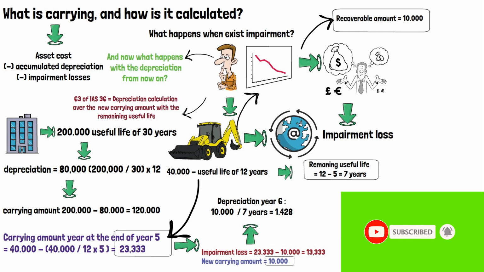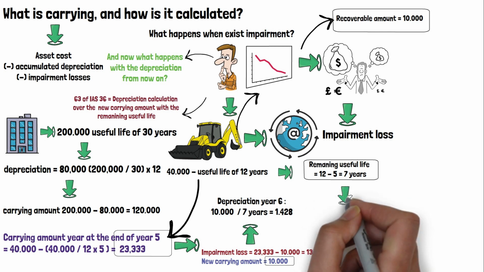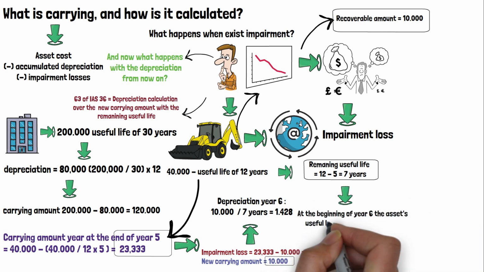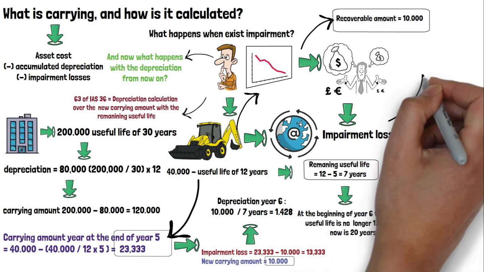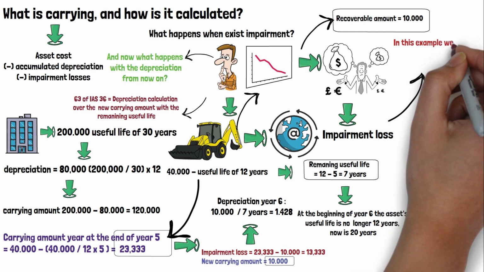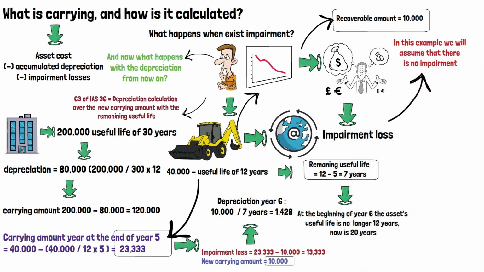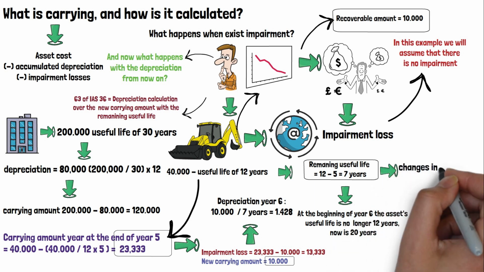Also, there are other factors that can affect the calculation of an asset's carrying amount. An example of this is the change in its useful life. Taking the previous example as a reference, suppose that at the beginning of year 6, due to new information received by the entity, the asset's useful life is no longer 12 years, but 20. In this example, we will assume that the asset is not impaired. This event is a change in an accounting estimate that should be recognized prospectively.